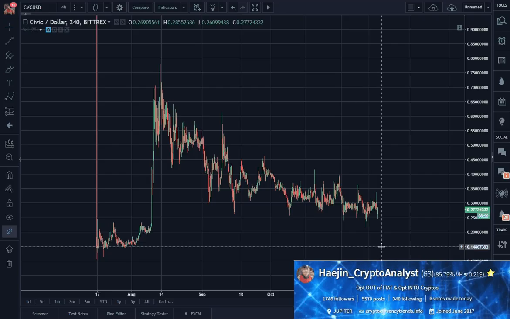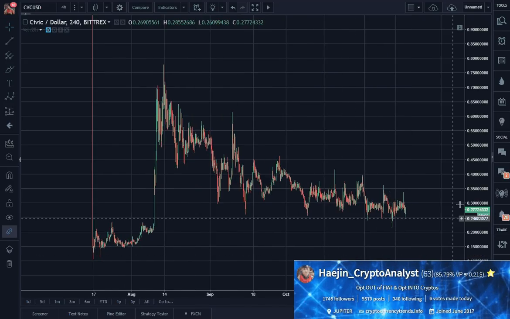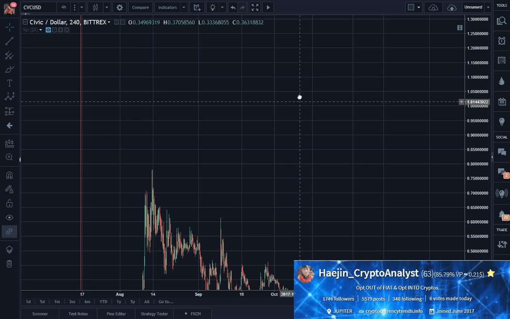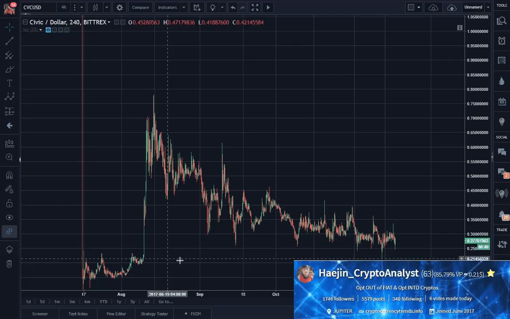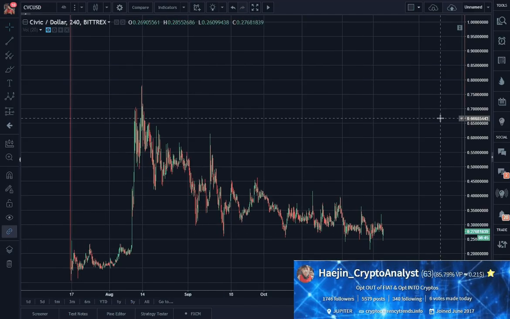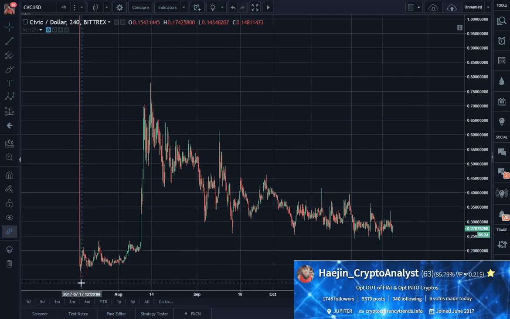So here is a cleaned up chart of Civic. It had a massive pump and dump. We'll ignore that for now. What matters is not the past, but the present and future, right? So let's draw some lines, but well, actually, let's do some counts. Elliott wave counts.